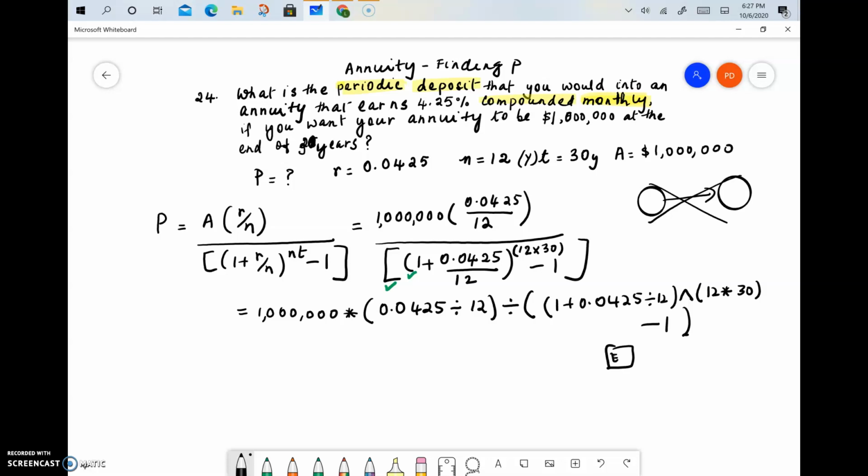Hit the enter button and then you get 1,360 dollars and 77, and I've rounded it to the second decimal place, 73 cents.